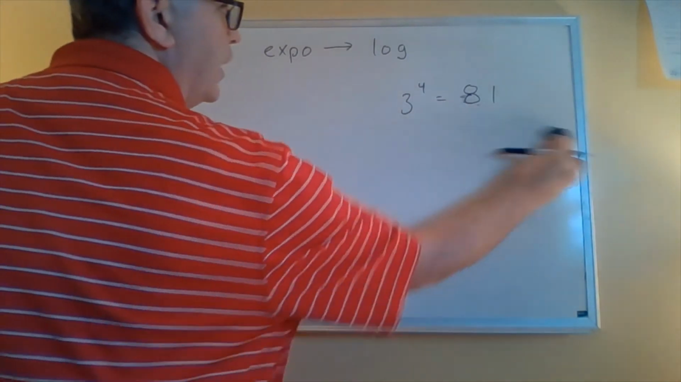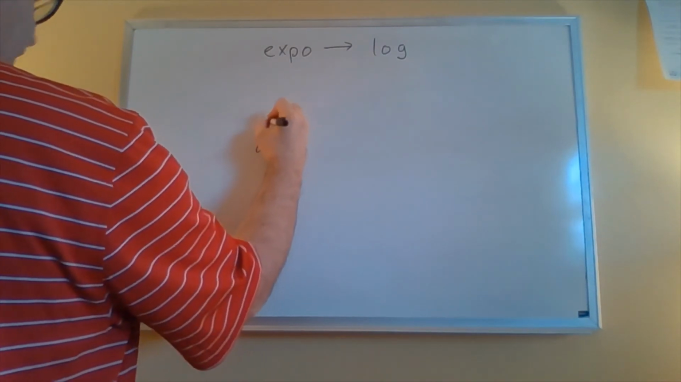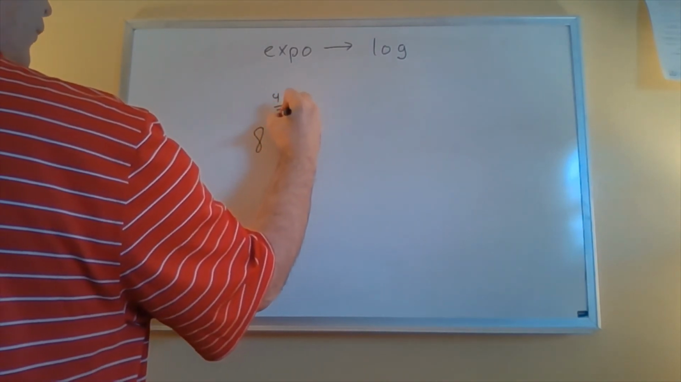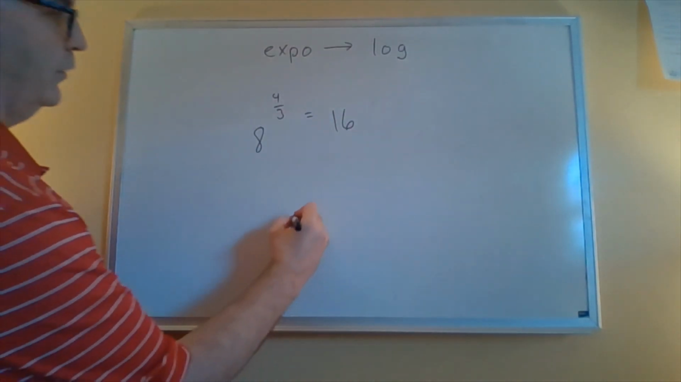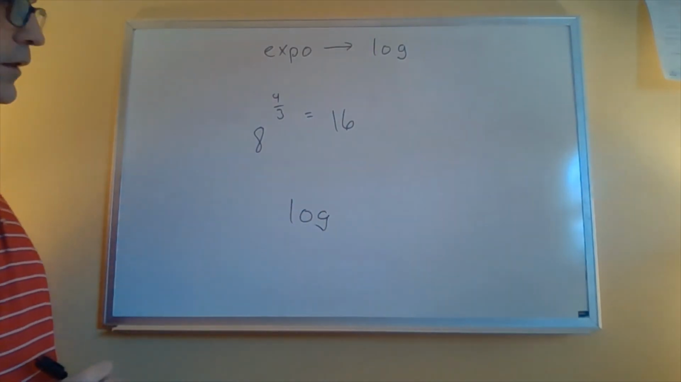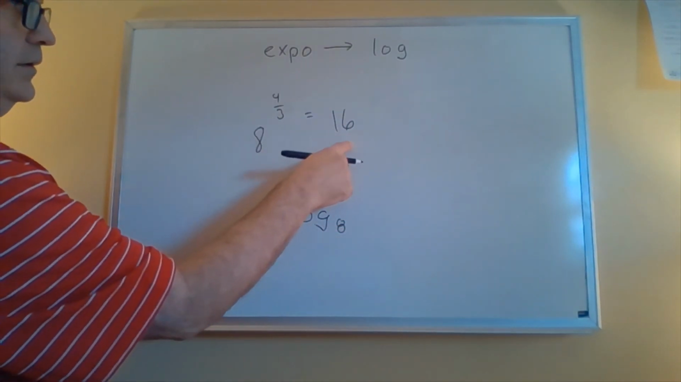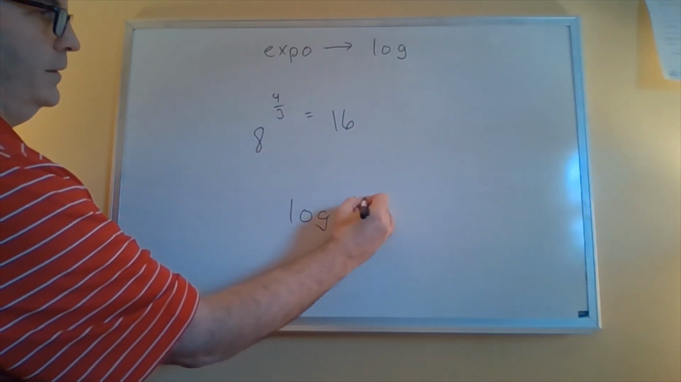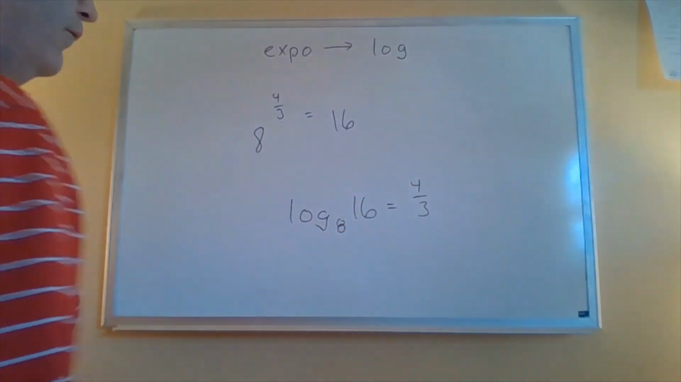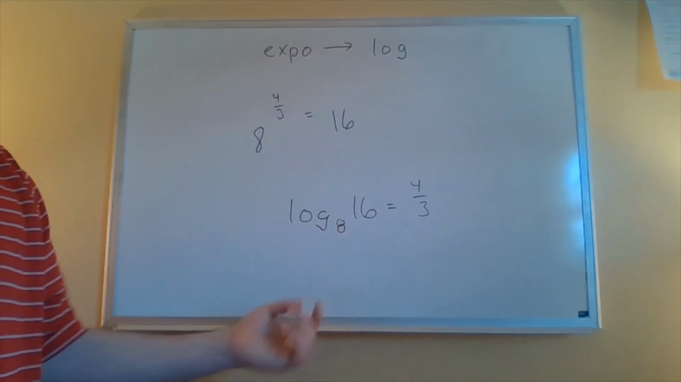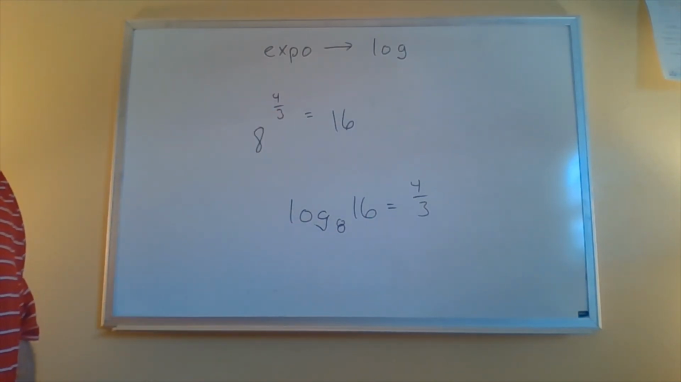Let's try one that looks a little less straightforward. Let's see if we can get through that one. We have 8 raised to the 4/3 equals 16. If we're going to write this as a logarithmic expression, we would write log. What's our base? Our base is 8. What's our constant? 16 equals our exponent of 4/3. Our log expression equals our exponent. So we have 8 to the 4/3 equals 16, and we see that's how it reads in exponential form as well.